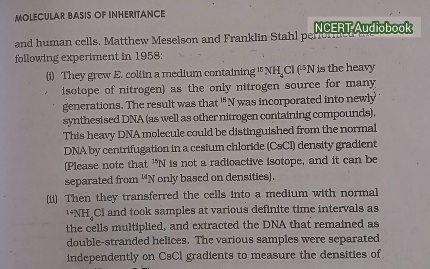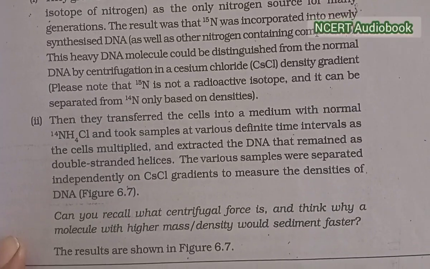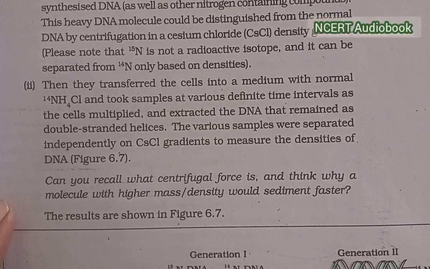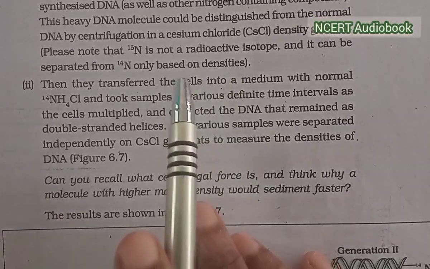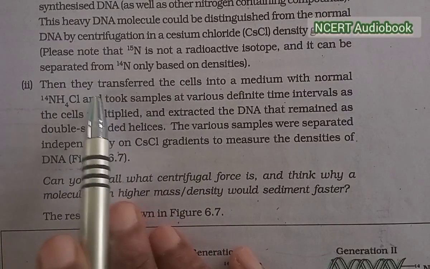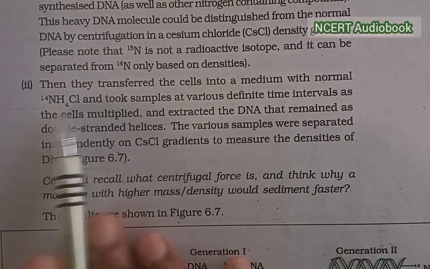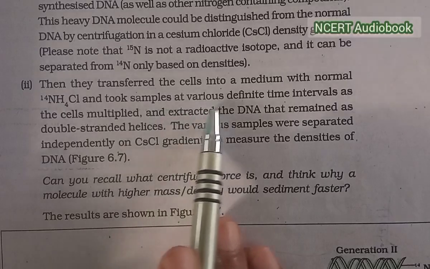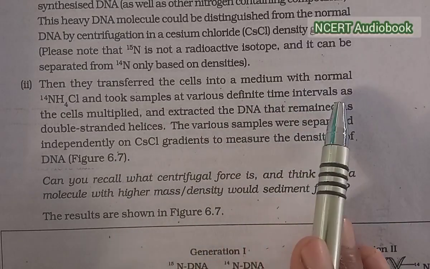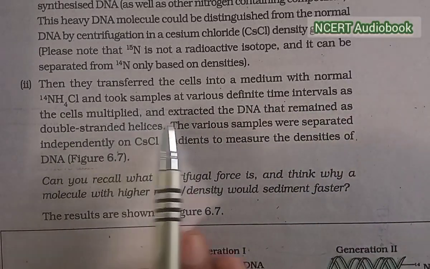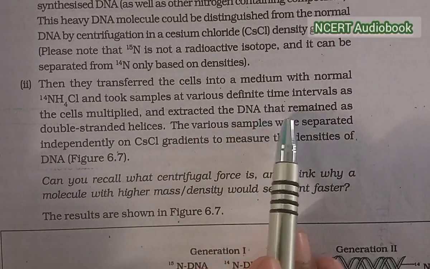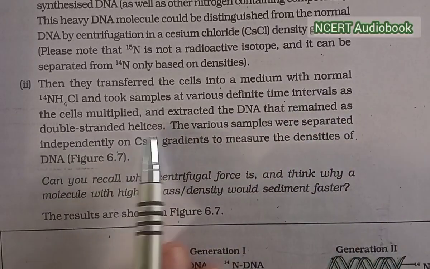Please note that N15 is not a radioactive isotope and it can be separated from N14 only based on densities. Then they transferred the cells into a medium with normal 14NH4Cl and took samples at various definite time intervals as the cells multiplied. They extracted the DNA that remained as a double-stranded helix.